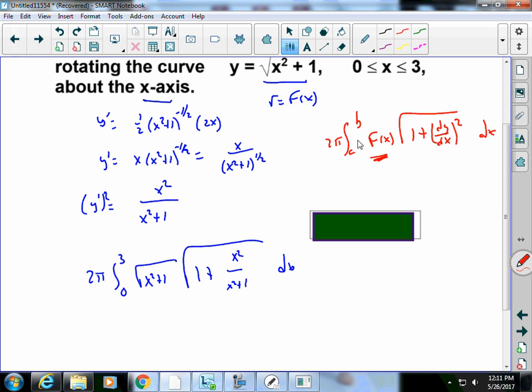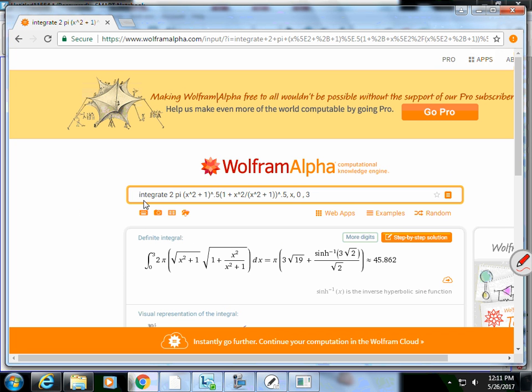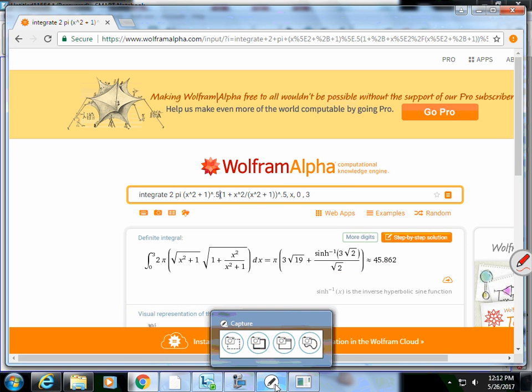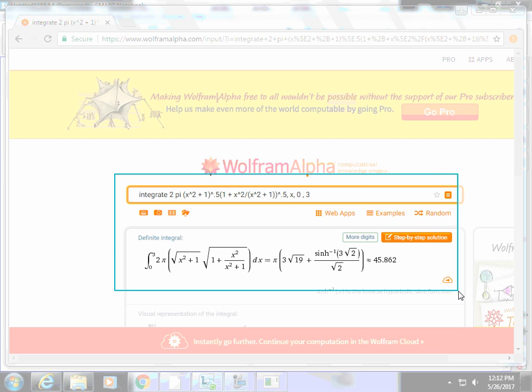So now that we have all this, let's go back over here. I took the time to already put this in Wolfram Alpha. We're going to write the word integrate. We had 2 times pi times the square root of x squared plus 1, multiplied by the square root of 1 plus x squared divided by x squared plus 1. I'm going to evaluate that in terms of x, from 0 to 3. So this should look exactly like what we would have written up, and this is the evaluation. Give me a second, and I will copy this down for us and put it in the notes.